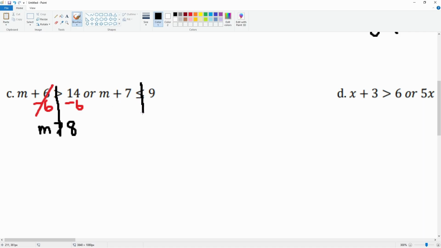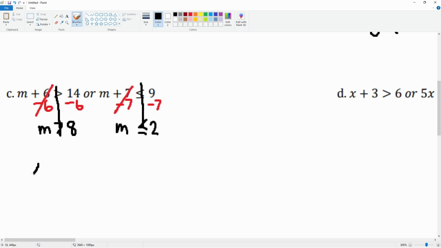Next, let's bring down the inequality symbol. We minus 7 from both sides, because we're trying to get rid of that plus 7 that is attached to the m. Plus 7 minus 7 will cancel, leaving me with an m. It is less than or equal to 2.